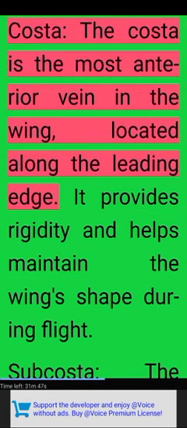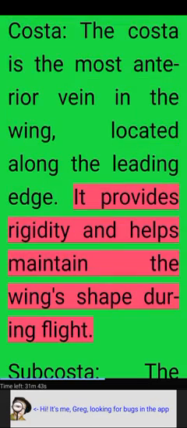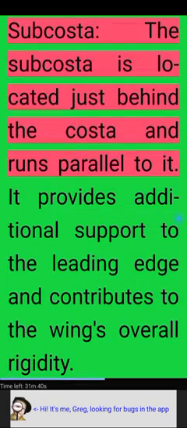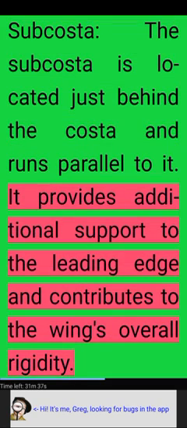Costa. The costa is the most anterior vein in the wing, located along the leading edge. It provides rigidity and helps maintain the wing's shape during flight. Subcosta. The subcosta is located just behind the costa and runs parallel to it. It provides additional support to the leading edge and contributes to the wing's overall rigidity.